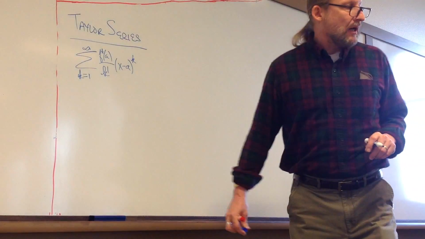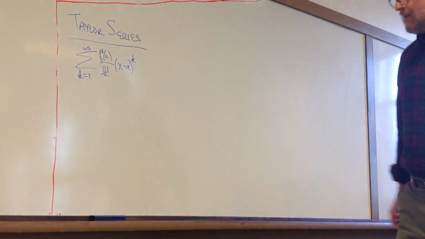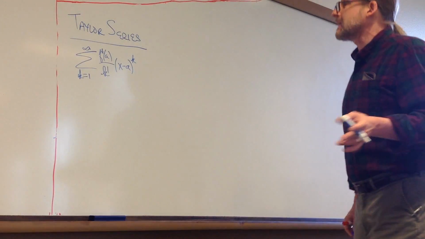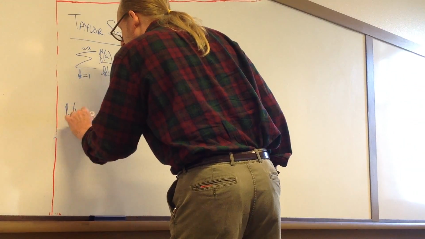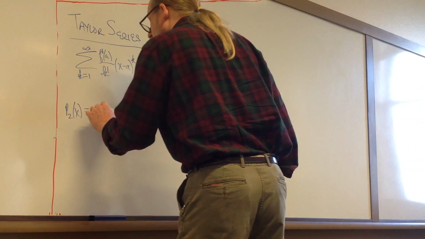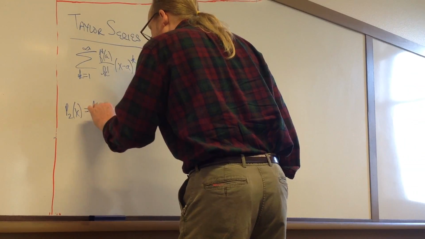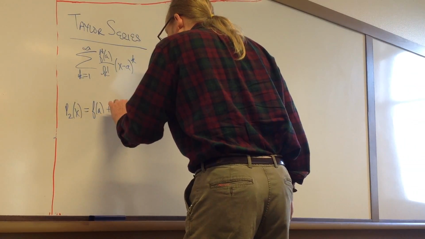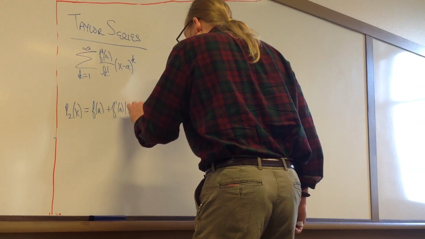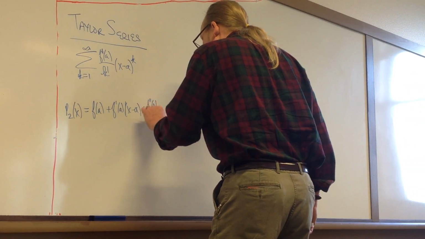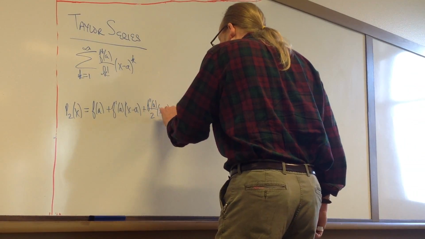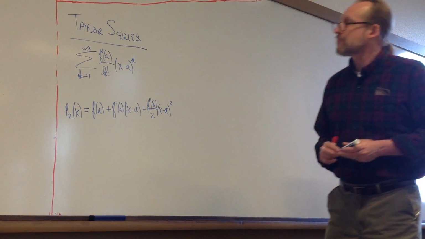Okay, and this second part of this handout is focused on quadratic approximating polynomials, so we'll call those P2 of x, and so that'll be f of a, plus f prime of a times x minus a to the first, and then f double prime of a over 2 times x minus a squared.